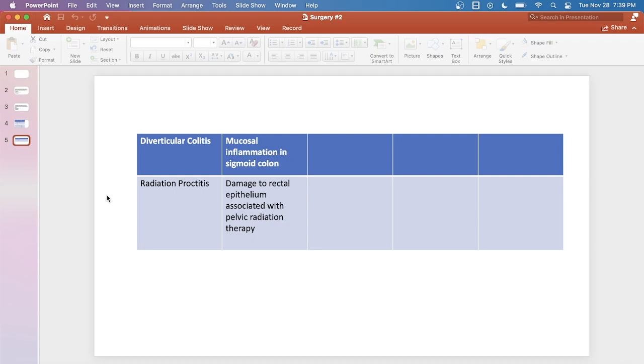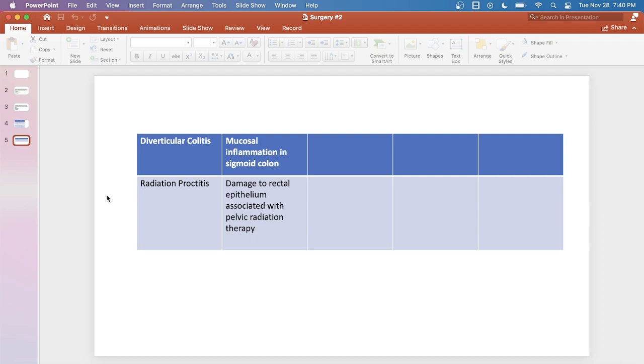And acute usually occurs in patients 8 weeks and less after being exposed to radiation therapy, where they have damage to the mucosa. Symptoms include diarrhea, mucus discharge, tenesmus, and very minimal bleeding. When we do an endoscopy, we're going to see erythema, edema, and ulcerations. Management of acute radiation proctitis is going to be antidiarrheals and butyrate enemas.